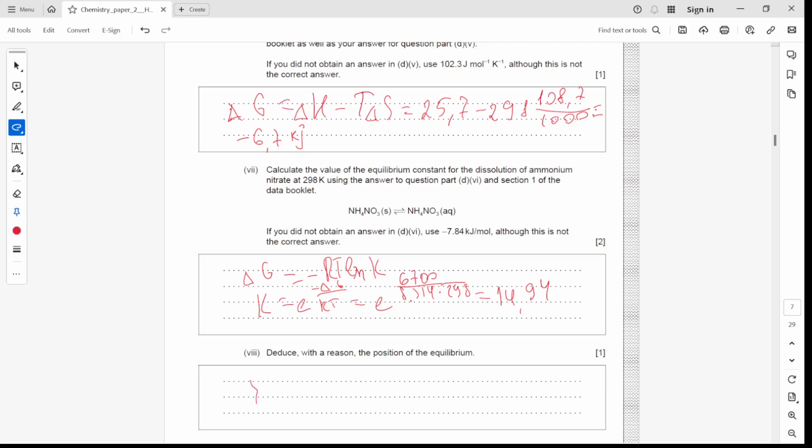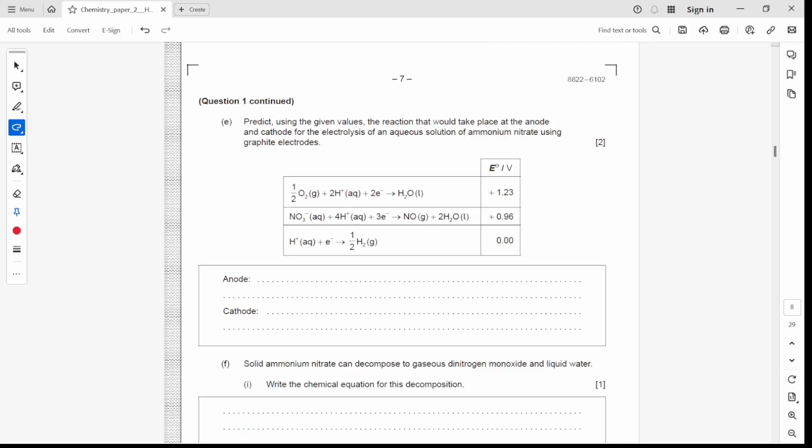So because our constant is bigger than 1, then our equilibrium is shifted to the right side. So the concentration of dissolved ammonium nitrate is bigger than the concentration of the solid ammonium nitrate. For this part, we need to predict reactions that happen on the anode and cathode.